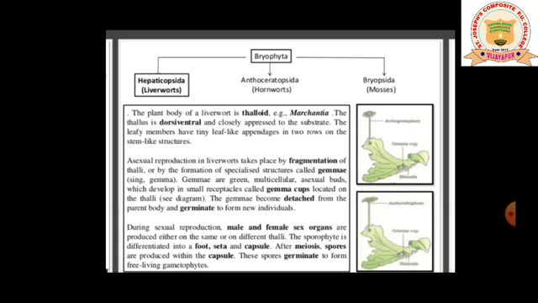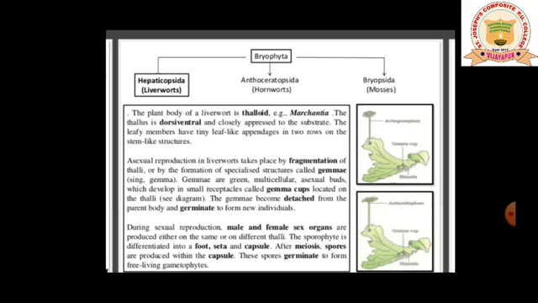The leafy members have tiny leaf-like appendages in two rows on the stem-like structure. So the tiny leaf-like appendages you are going to see in rows on the stem-like structure.